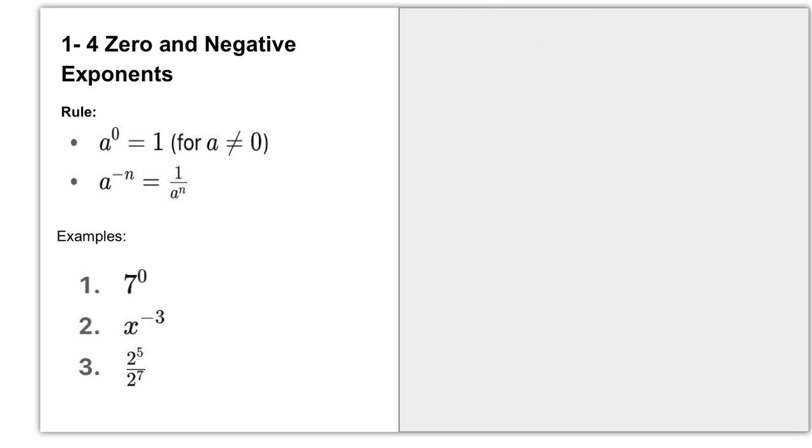Okay, our second example here, it says x raised to the negative third power. We already discussed that it's 1 over x to the third power, not negative third power. Okay, and then I'm going to do one more with y raised to the negative 2 power will be 1 over y to the 2, not negative 2.